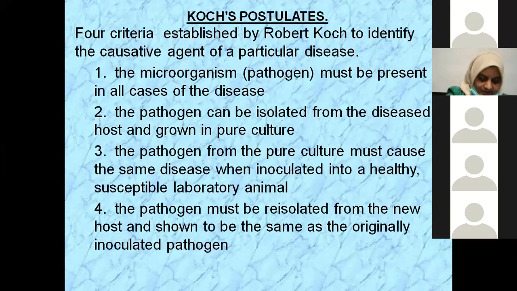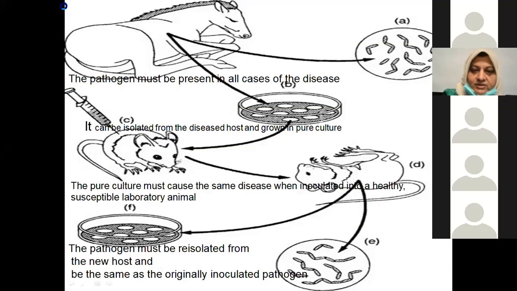And now coming to the last part, Koch's postulates. A scientist, Robert Koch, designed these postulates to identify the causative agent of a particular disease. According to these postulates, the microorganism or the pathogen must be present in all cases of the disease. The pathogen can be isolated from the diseased host and grown in pure culture. And the same pathogen should cause the disease again, and it can be re-isolated in the lab. So this is how it is called.